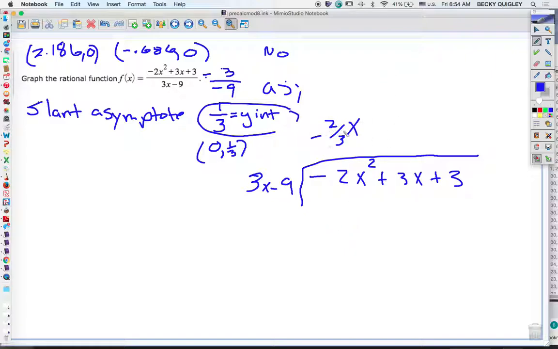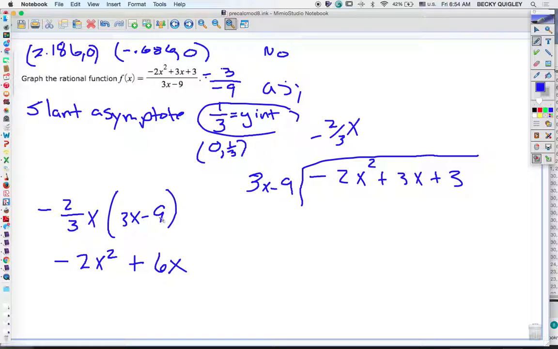Remember, it's just like regular long division, so I'm going to multiply negative 2/3 x by 3x minus 9. That's going to give me negative 2x squared plus 6x. I did 3 into 9, which is 3, 3 times 2 is 6, and I had a negative times a negative, so that's why we have positive. So then I'm going to write that here, negative 2x squared plus 6x. Notice how these are the same. If they aren't, you made a mistake.